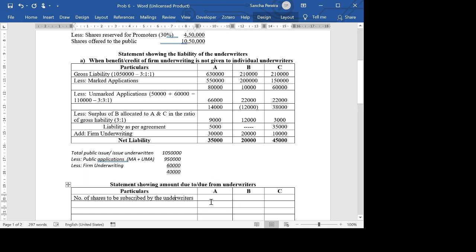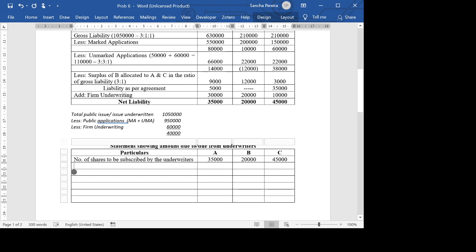What does this mean? A has to take up 35,000 shares, correct? That is 5,000 and for underwriting. B has to take up 20,000 shares and C has to take up 45,000 shares. Now this is in shares. A has to take up 35,000 shares, B has to take up 20,000 shares, C has to take up 45,000 shares.